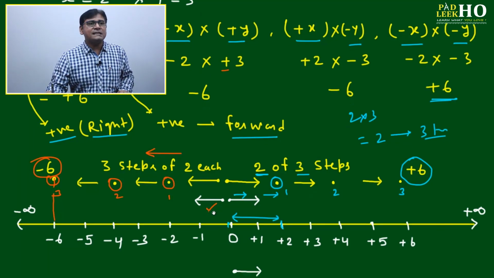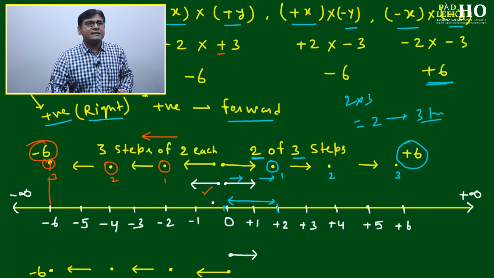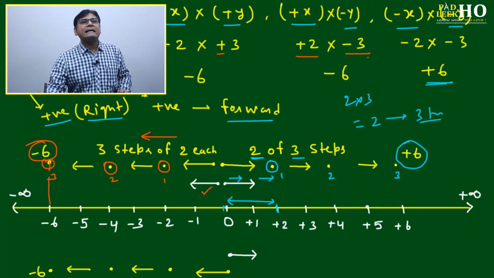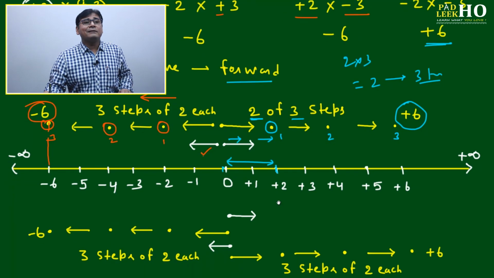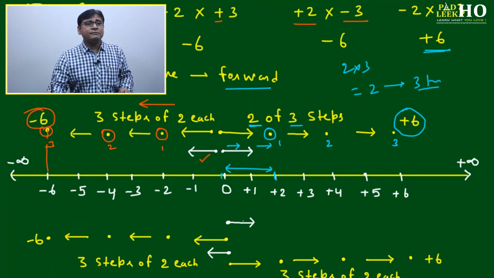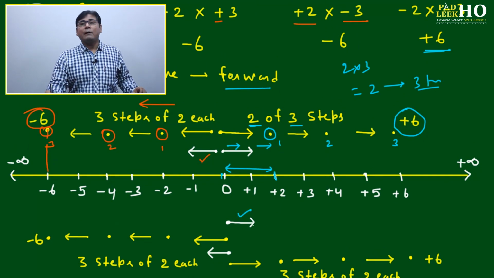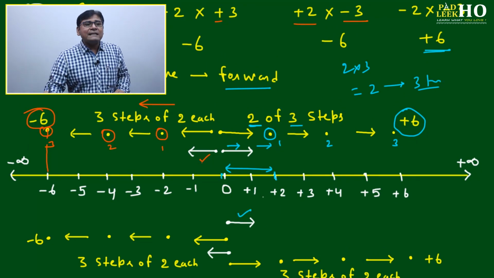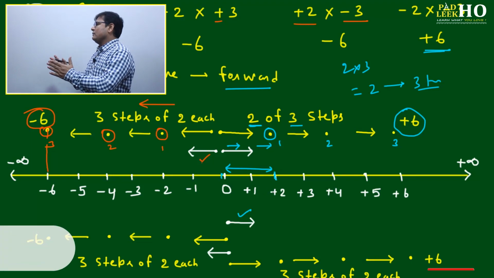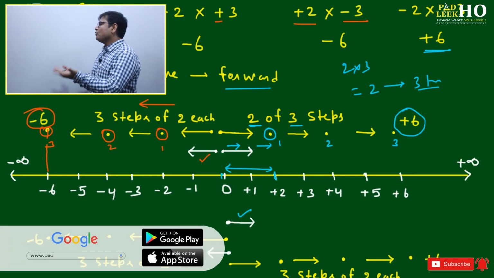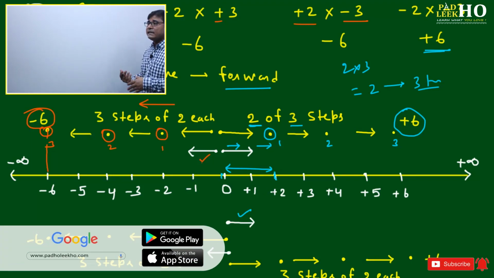Now let's see the next case. If x is positive and y is negative, again it will be -6, but the movement on the RNL will change. If x is positive, then you look in this direction. Now y is negative, meaning the same direction stays. Your eye direction will not change, but your movement will be backward because the second number is negative.